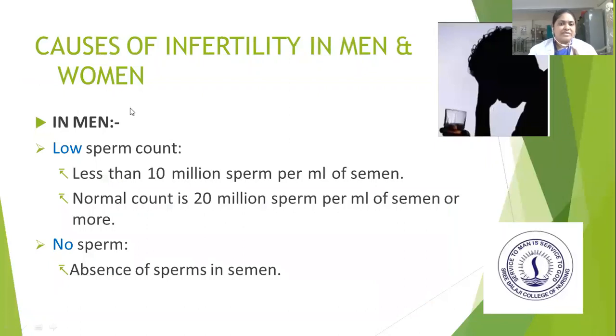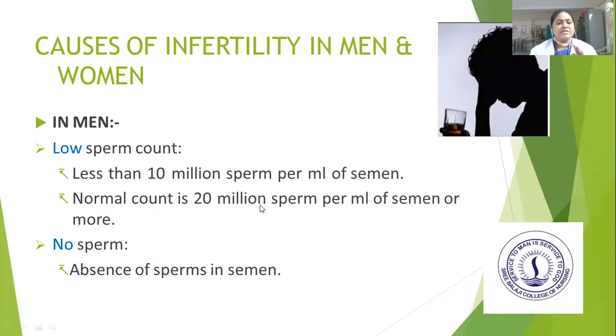Now the causes of infertility in men and women. The main cause in men is a low sperm count. If the sperm count is low, the sperm is not able to fertilize the ovum. A low count is less than 10 million sperm per ml of semen, and the normal count is about 20 million sperm per ml of semen or more.